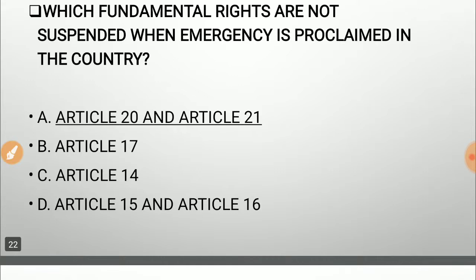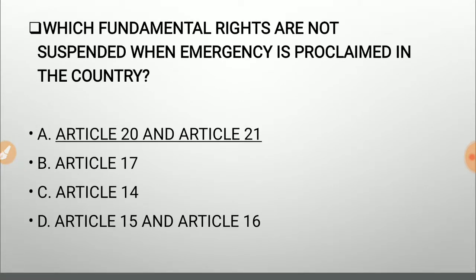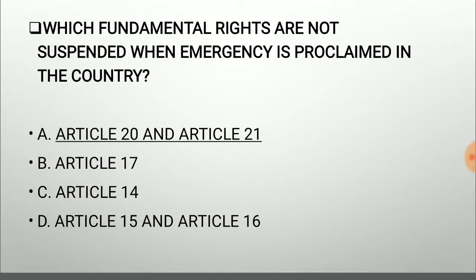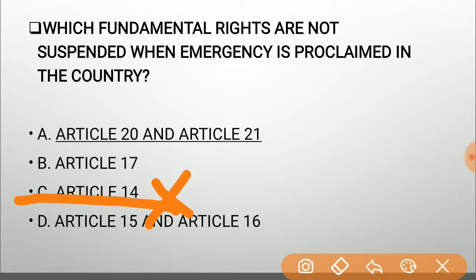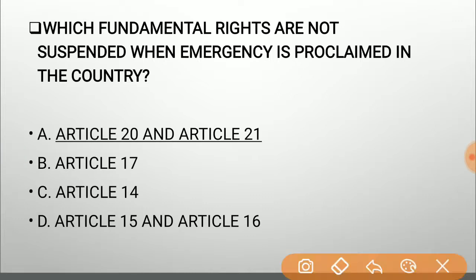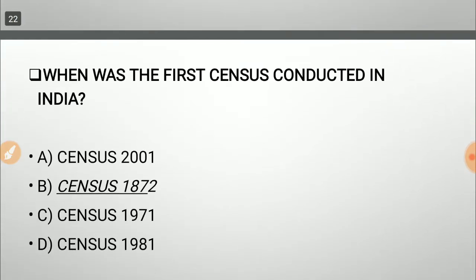Which fundamental rights are not suspended when emergency is proclaimed in the country? So obviously Article 20 and Article 21 is the one. Now Article 14 is right to equality, that may be suspended. Article 17 is your abolition of untouchability. Article 15 and 16, various kinds of right to equality. So the one here that we have to look at is Article 20 and Article 21, right to life and liberty, right to live with dignity. All this comes under these two articles.